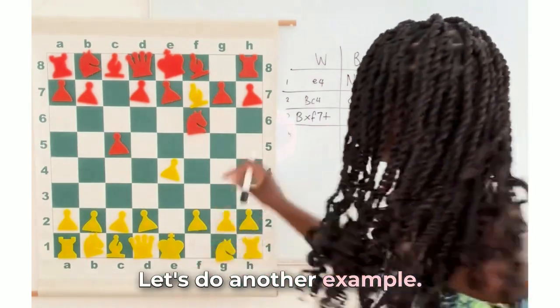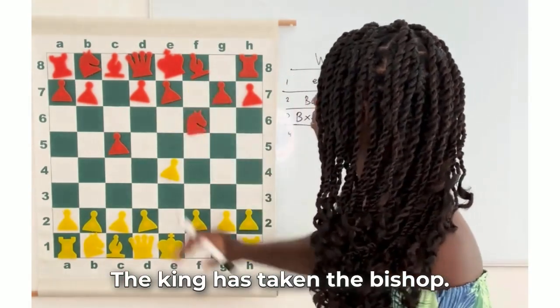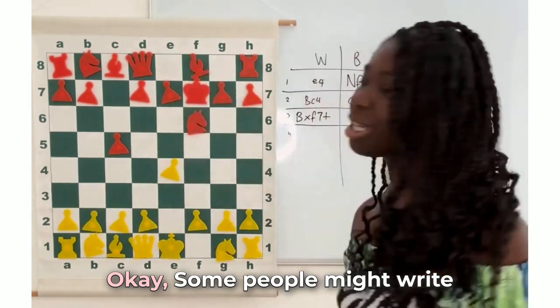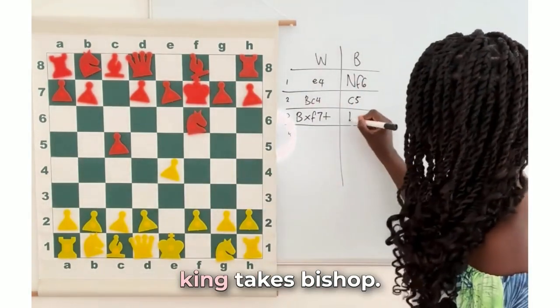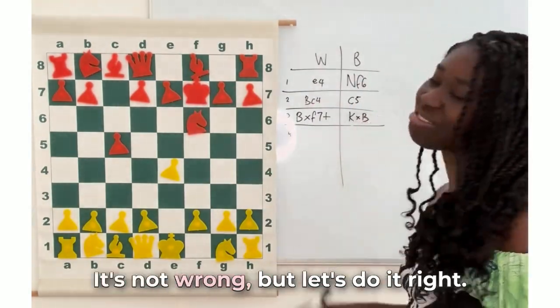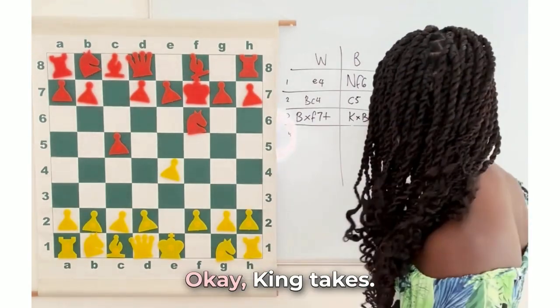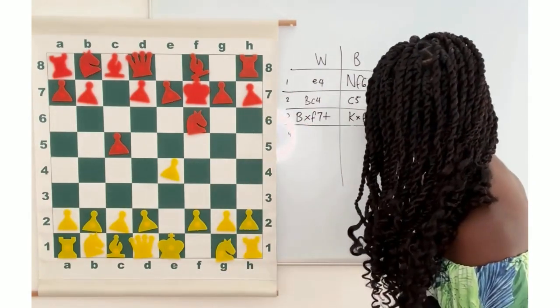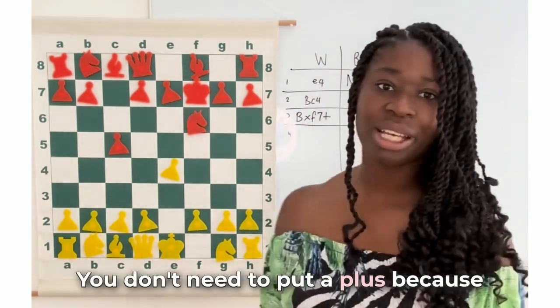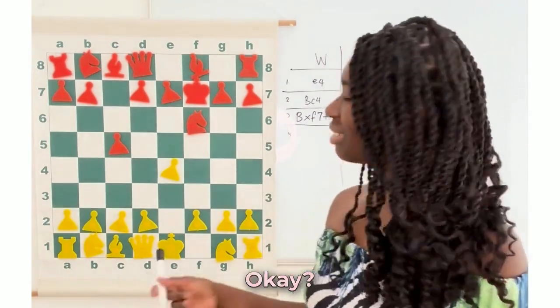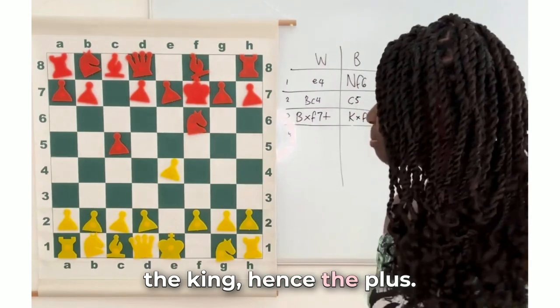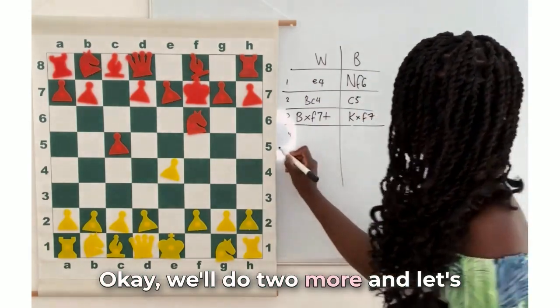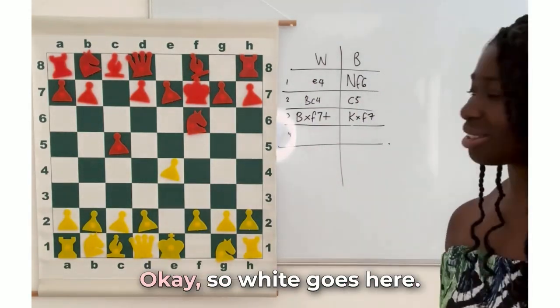Let's do another example. Okay, the king has taken the bishop. Some people might write king takes bishop. It's not wrong, but let's do it right, okay? King takes, the square it's taken, F7. You don't need to put a plus because it's not checking something. The bishop was checking the king, hence the plus before. We'll do 2 more and let's see if you can get it right, okay?